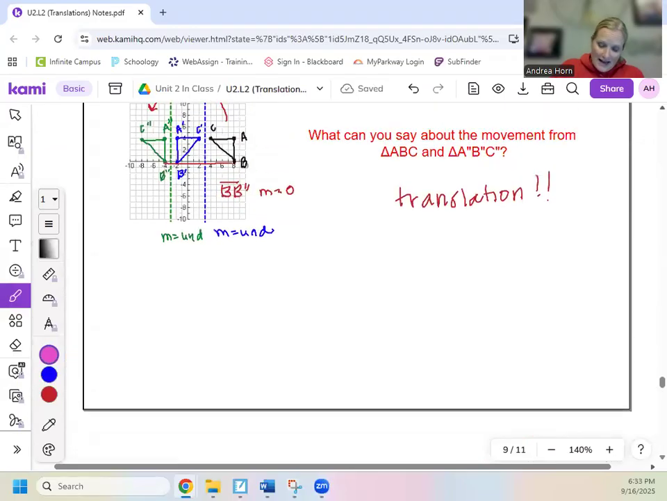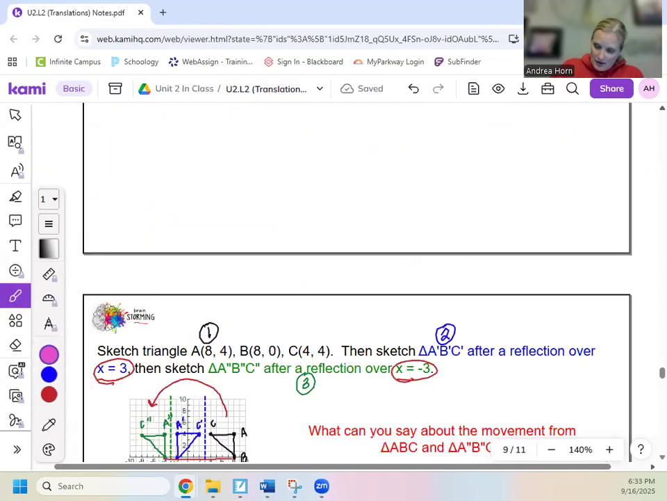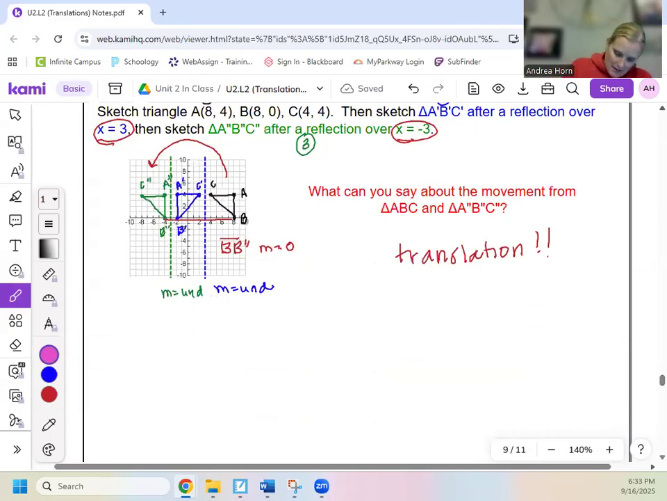If I come back here and I look at the distance between the two lines I reflected over, it is 6. I went 3 to the right, 3 to the left of 0, right? So my distance of that is 6. But notice if I go from B to B double prime, that's 12. So it's double the distance. A double reflection results in a translation that moved perpendicularly double the distance.